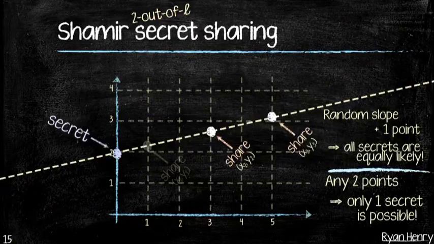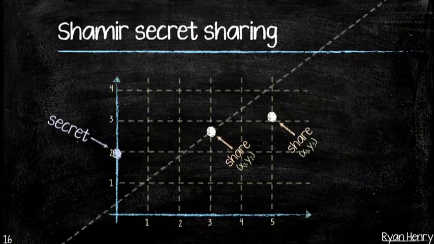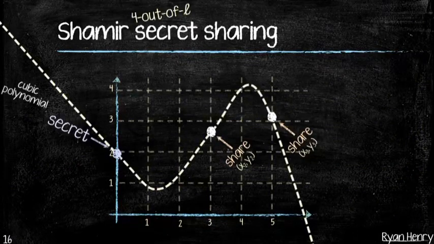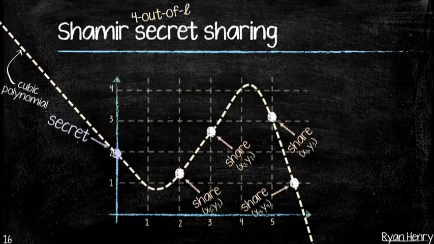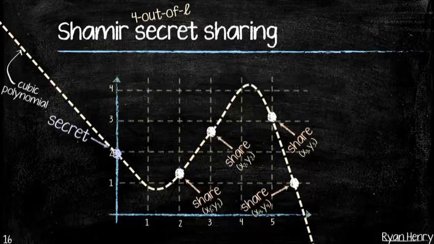So this is how you do the 2 out of L version. We want a slightly more general version where there's potentially more shareholders required to come together. And so here I'll show the 4 out of L version. The idea is very similar. We let the secret be this point on the y-intercept, but now instead of passing a line through the point, we pass a random polynomial, in this case of degree 3, through the secret, and then we give different points on this polynomial to each of the shareholders.